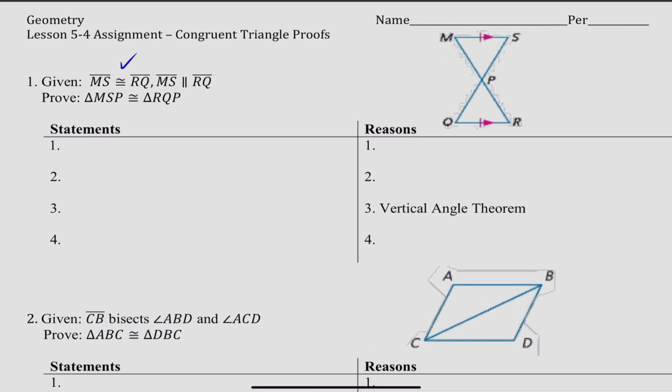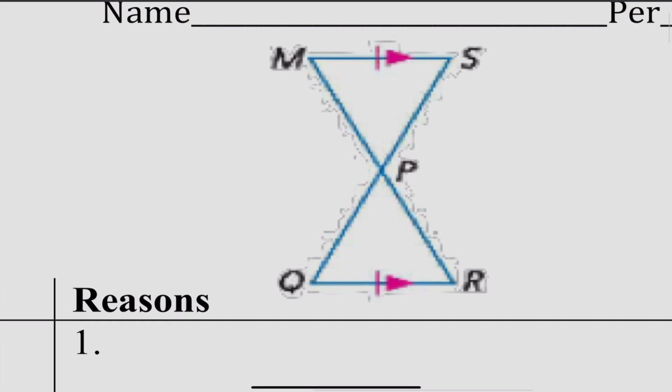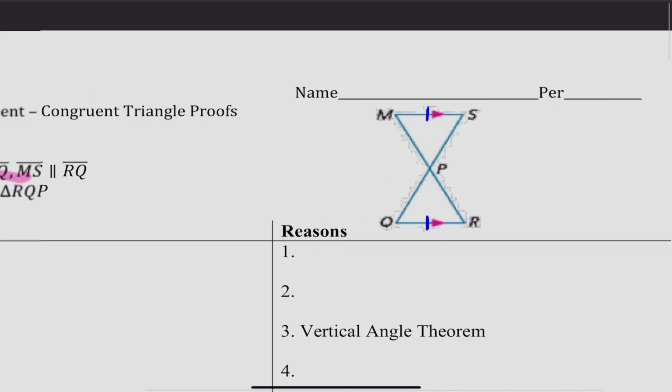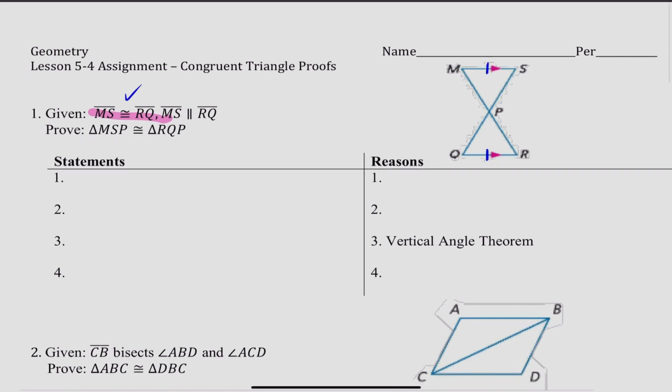I'm going to go ahead and look at these two segments here. Segment MS is congruent to segment RQ. Okay, I can see this is segment MS and this is segment RQ, and they are congruent. I know it's already marked for us, but I'm going to go ahead and mark it again. So there are those tick marks to indicate that those are congruent.